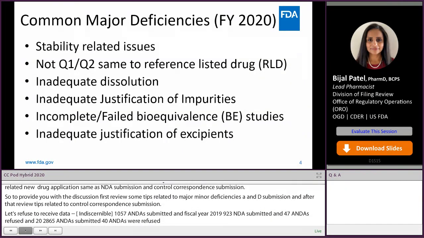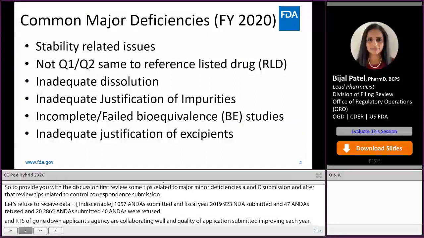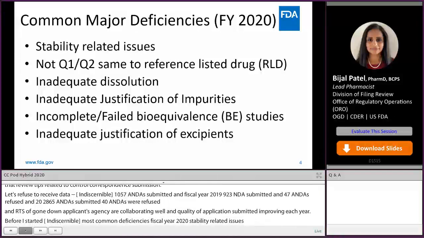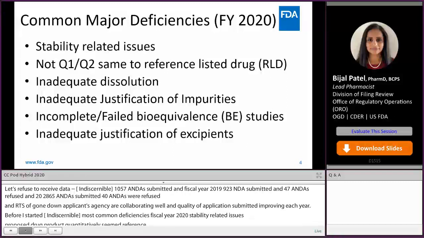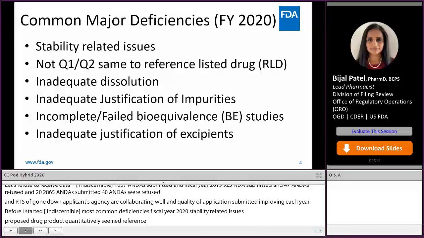So before I start reviewing tips related to the major deficiencies, let's look at the most commonly encountered major deficiencies in fiscal year 2020. Stability data related issues, the proposed drug product not being qualitatively and or quantitatively same to the reference listed drug, inadequate dissolution data, inadequate justification for drug substance and or drug product impurities, incomplete or failed bioequivalence studies, and inadequate justification of excipient in the proposed drug product formulation were some of the most common reasons for RTR.